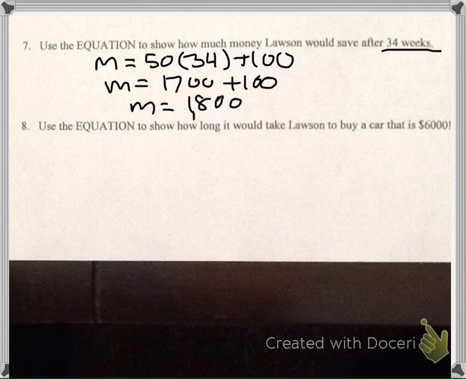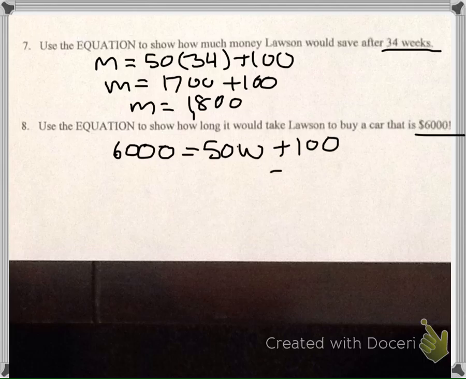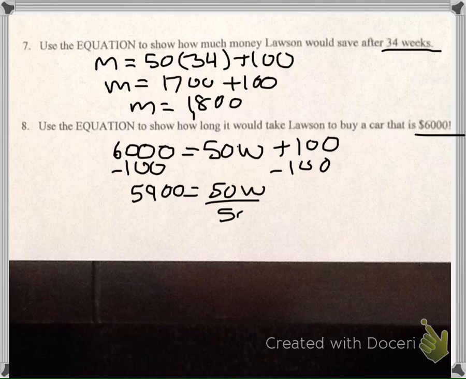Then it says use the equation to show how long it would take him to buy a car that is $6,000. So it's giving me money, so I'm going to put that in my M spot. And then solve for weeks. Okay, so I have to subtract 100 on both sides. I end up with 5,900 equals 50W, divide by 50 on both sides. And I get weeks is equal to 118 weeks.